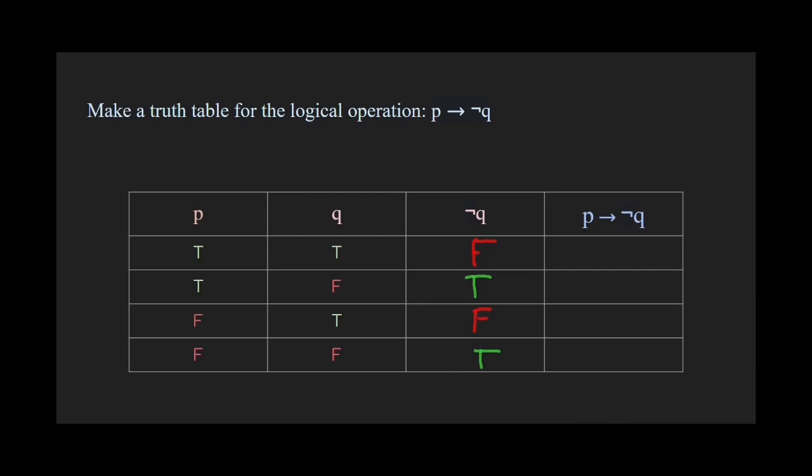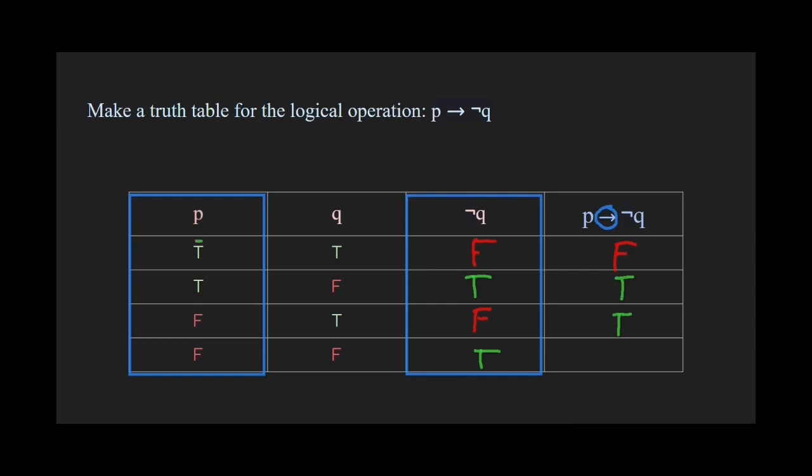So now, since our final logical operation focuses on P and negation of Q, we do not need to look at Q anymore. So let's compare the truth values of P and negation of Q. The same rules apply as the last slide because this is a conditional statement. So if true then false is false. If true then true is true. If false then false is true.